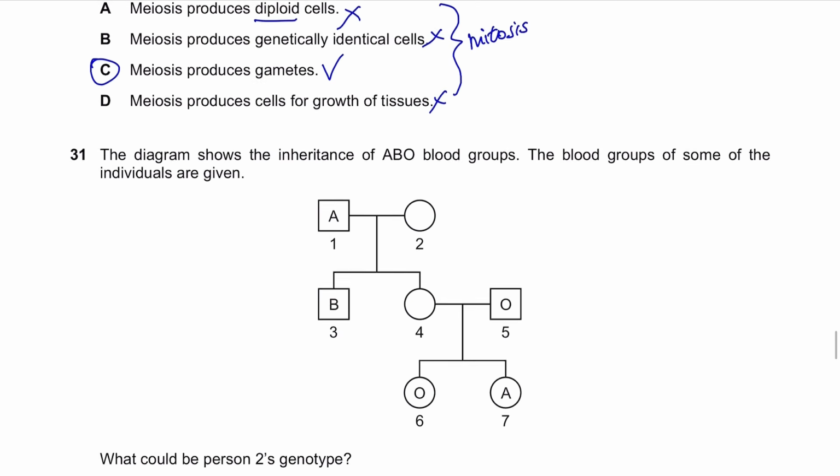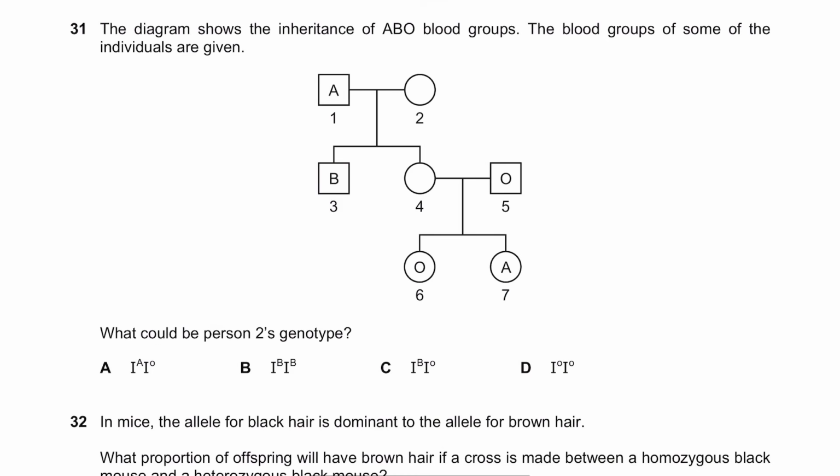Question 31. The diagram shows the inheritance of ABO blood groups. The blood groups of some of the individuals are given. What could be person 2's genotype? We don't know the blood groups of person 2 and person 4, so let's try to find that out first by studying the genotypes of person 6 and 7.